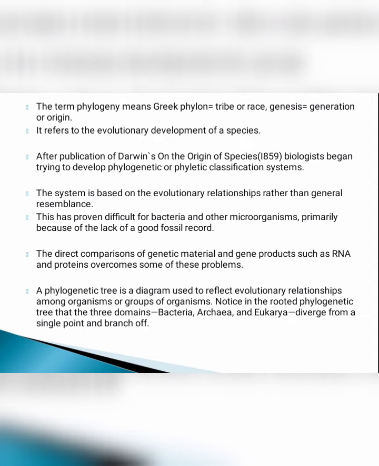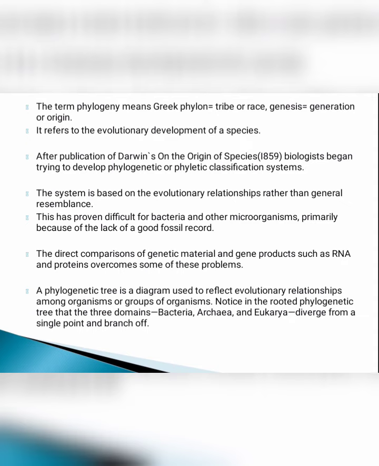After publication of Darwin's On the Origin of Species in 1859, biologists began trying to develop phylogenetic or phyletic classification systems. The system is based on the evolutionary relationship rather than general resemblance. This has proven difficult for bacteria and other microorganisms, primarily because of the lack of a good fossil record. So, it was difficult to trace their ancestors.